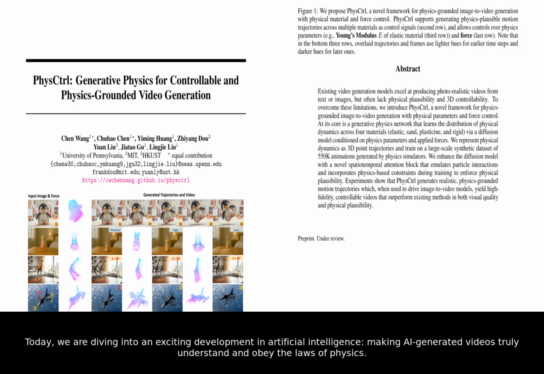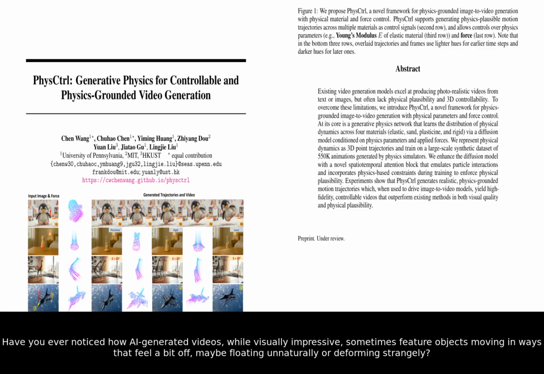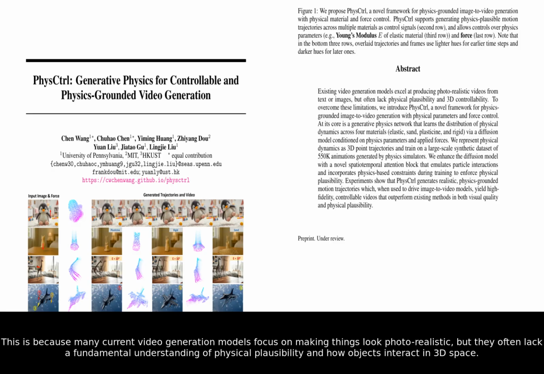Today, we are diving into an exciting development in artificial intelligence, making AI-generated videos truly understand and obey the laws of physics. Have you ever noticed how AI-generated videos, while visually impressive, sometimes feature objects moving in ways that feel a bit off, maybe floating unnaturally or deforming strangely? This is because many current video generation models focus on making things look photorealistic, but they often lack a fundamental understanding of physical plausibility and how objects interact in 3D space.